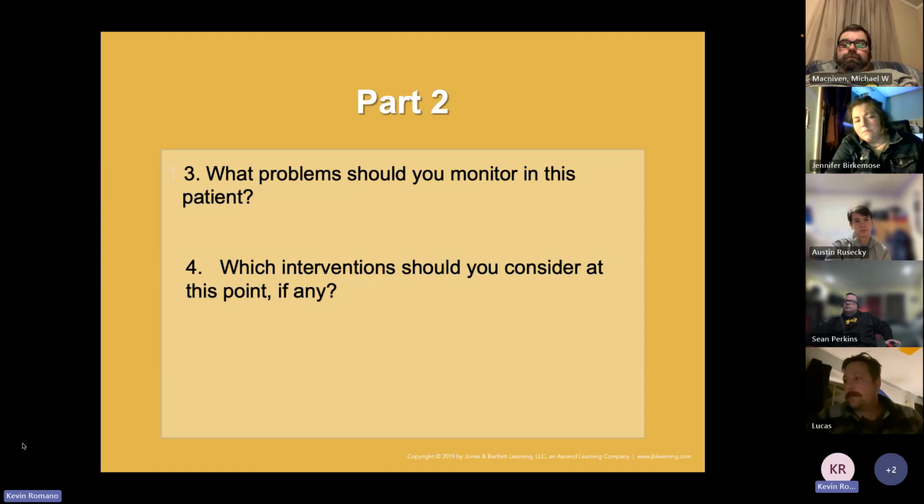So vital signs should be monitored closely. These are your sick patients. These are your vital signs every 5 minutes. Get that 12 lead, put them on a 4 lead, monitor that, and look for the potential for ventricular tachycardia. At this point, which intervention should you consider, if any at all? Fluid. Okay, so IV access and fluid administration.